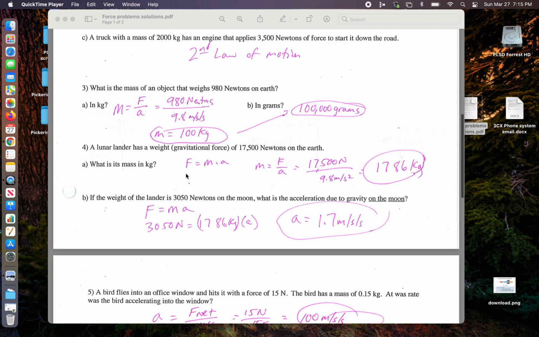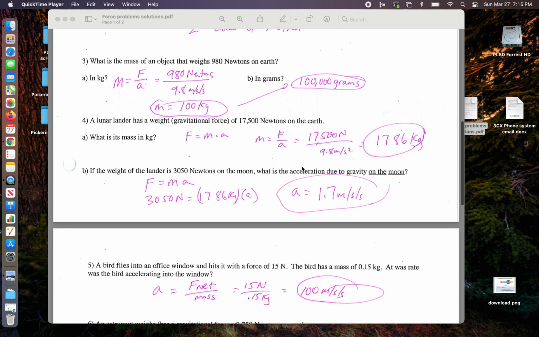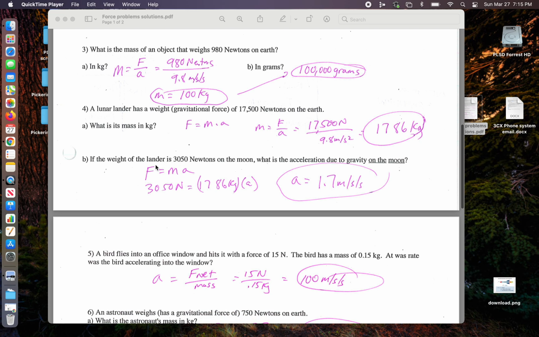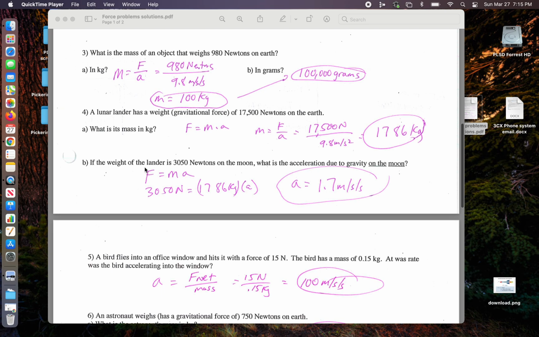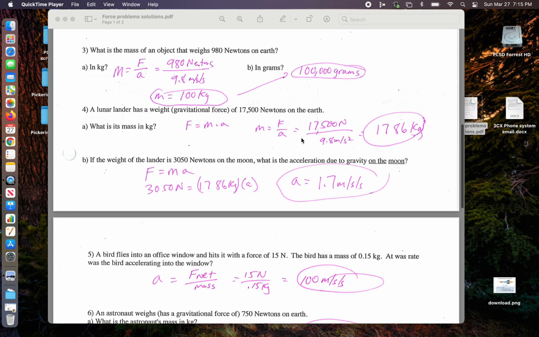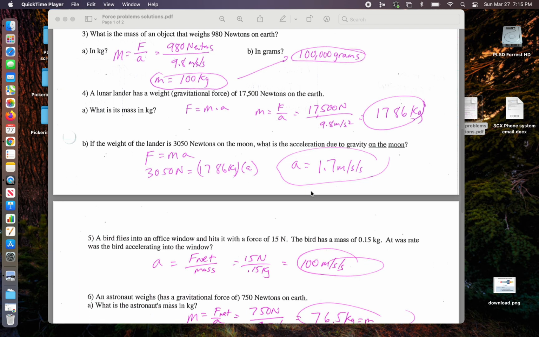If a lunar lander has a gravitational force of 17,500 newtons on Earth, what's its mass? Again, rearranging Newton's second law equation to solve for the mass, around 1,786 kilograms. If the lunar lander has a weight of 30,050 newtons on the moon, what's the acceleration due to gravity on the moon? I'm rearranging this. It really should be acceleration is force over mass. So that'd be 1.7 meters per second squared as gravity's acceleration on the surface of the moon.